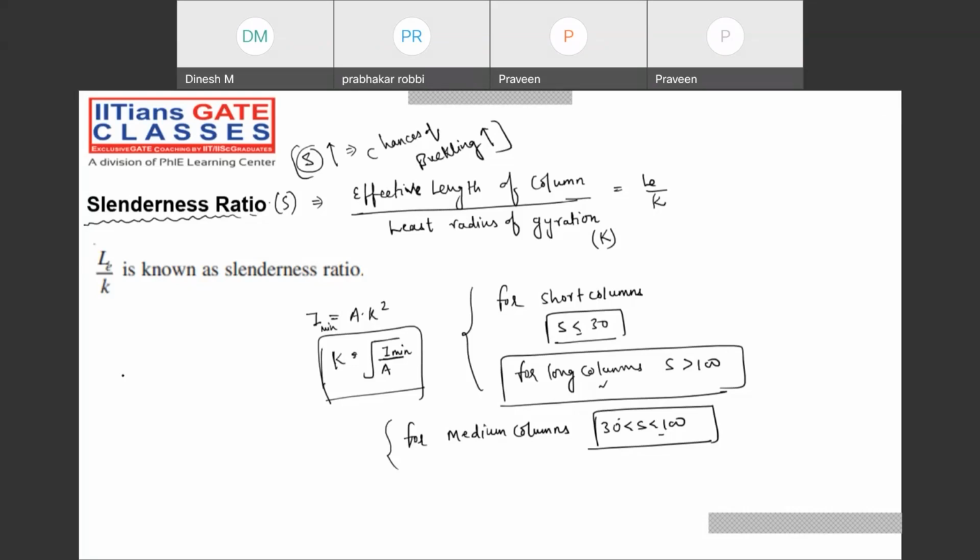See, because of the axial loading, because of the compressive load, stress will be developed. What is the stress? Crippling load or Euler load divided by area. What is the crippling load? Can I say pi square E I minimum divided by L_E square, into A? Now, what is I minimum by A? Can I say K square? Now, can I say pi square E divided by L_E square by K square? L_E by K is nothing but S, the slenderness ratio.